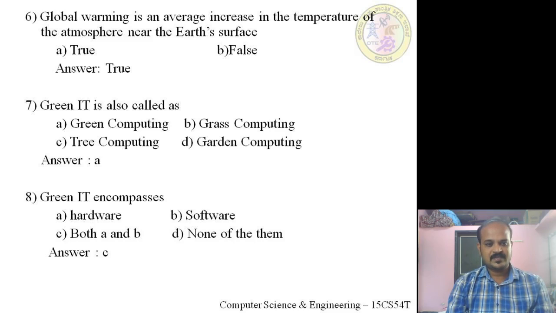Okay. So next, eighth question. Green IT encompasses. So what all is included in green IT? So the options are hardware, software, both A and B, and last one is none of them. The correct answer is green IT includes both hardware and software. So that's why the correct answer is C, because in option C they have mentioned both A and B. So A is hardware and B is software. So that's why the correct answer is C.